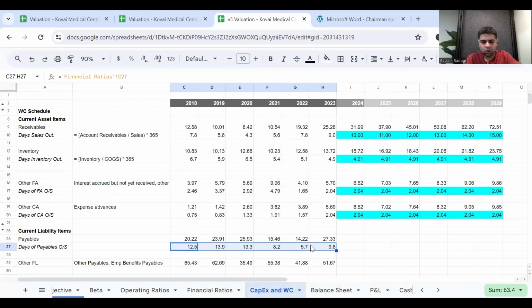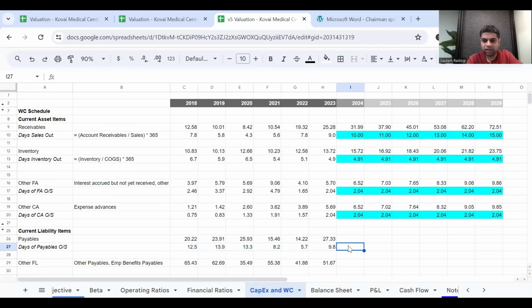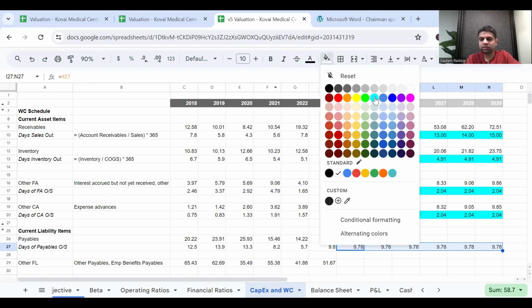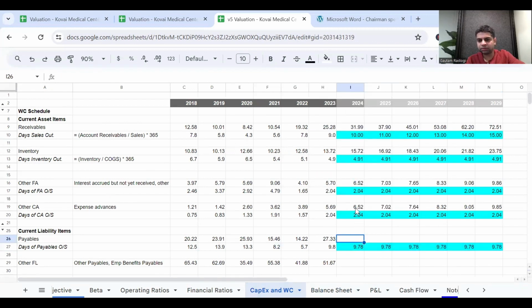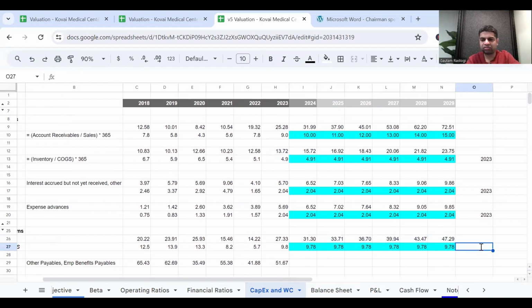Now let's assume the same days payable outstanding as last year. Let's drag it, and put it in a different color. We already have the formula, so I'm just going to copy it from above and paste it. What it does is use this number, 9.78, which is our assumption from last year, to estimate our payables for this year. And let's drag it along. Again, we are assuming the same as 2023.